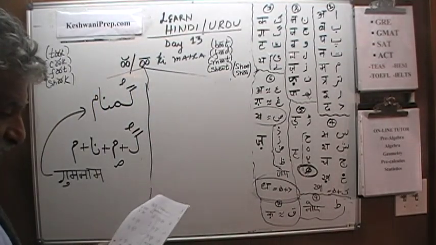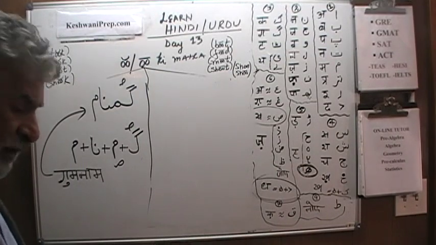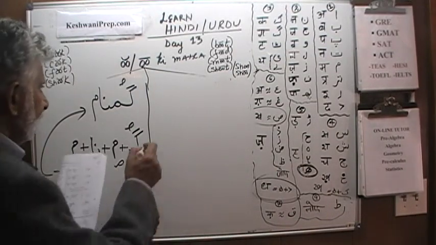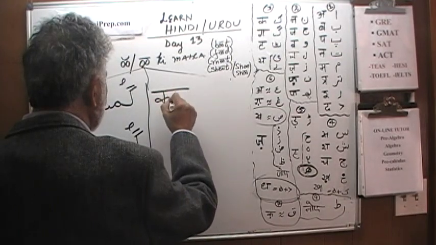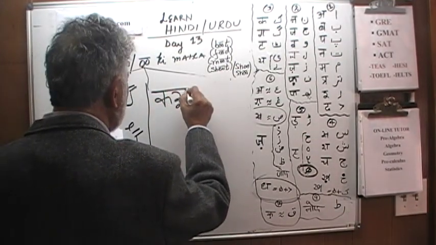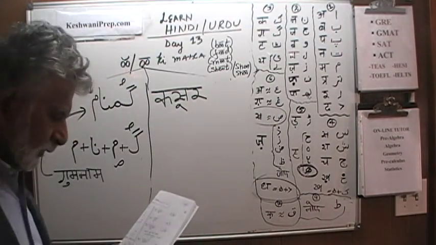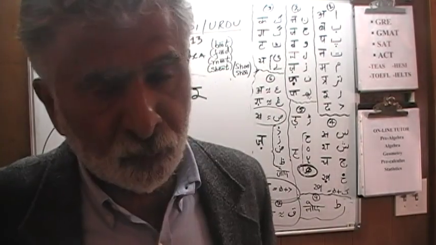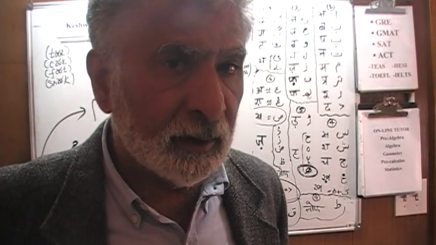Next one is a little tricky. Let me first write it in Hindi. Ka, su, ra, kasur. Kasur ho gaya. Aapka kasur tha. Ye aapka kasur hai ki ye kaam nahi kar raha.